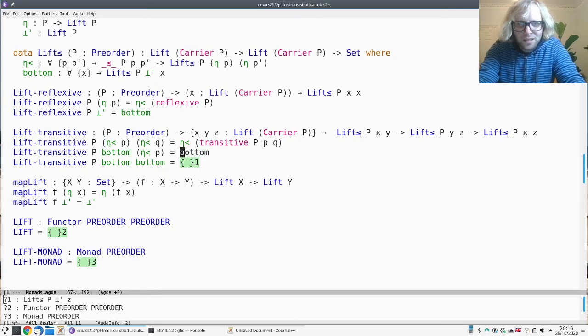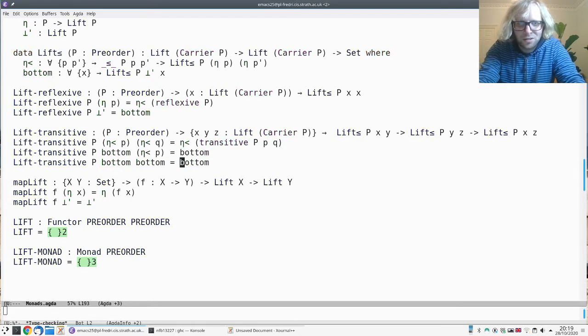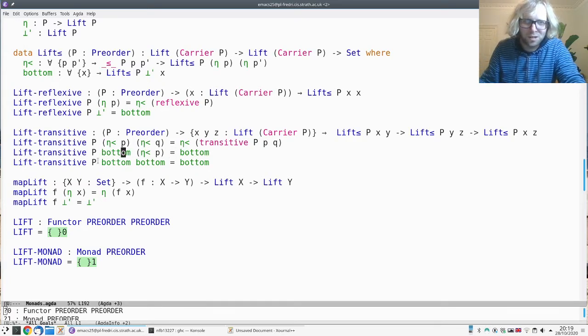And otherwise here, it's easy to just use the bottom, because this proof was bottom, that means that the x that I want here must have been the new bottom element. Okay, and it's also not hard to define this map function, right? You just apply the f in the case of the eta, and if it's a bottom, you keep it the same. So I think that's all we need to define this functor now.